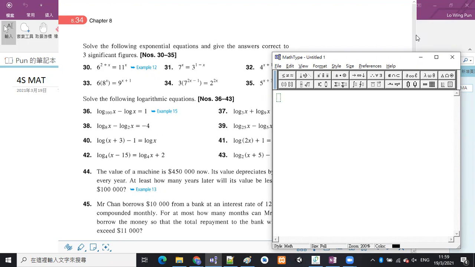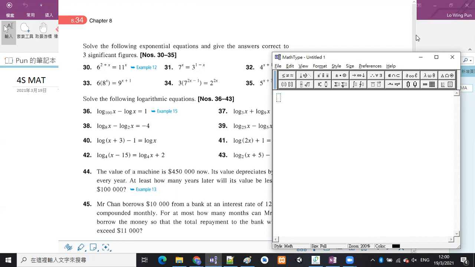Okay, in the first lesson today, I will continue to talk about the remaining questions of the classwork I asked you to do yesterday. So that is about solving log equations. Okay, and then in the second lesson today, I'm going to start the application problems about log.